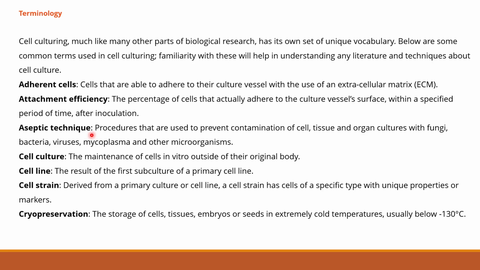Cell line, the result of first subculture of a primary cell line. So basically, all the mammalian cell lines have been isolated from a specific organism, whether it is mice or human, depending on the cell line. Whatever cells have been isolated and grown for the first time on the plates are the primary cell lines. And then, once you start subculturing, it becomes your subculture, which is also called passages.